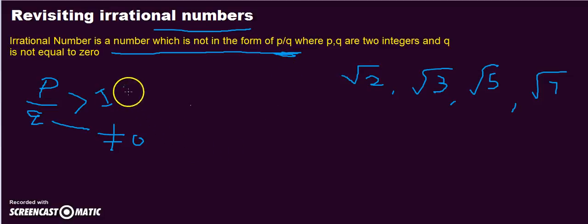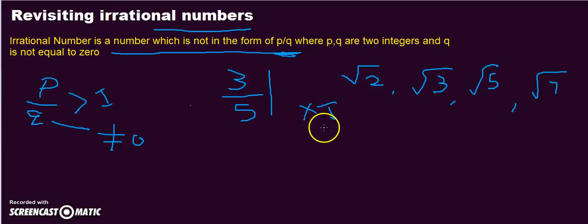If I have a number like 3 by 5, I cannot say this is an irrational number. Why? Because it is in the form of p by q, where p and q are integers and q is not equal to 0. So this is absolutely not an irrational number.